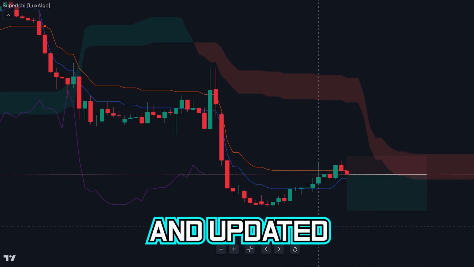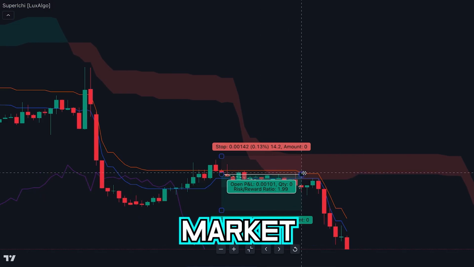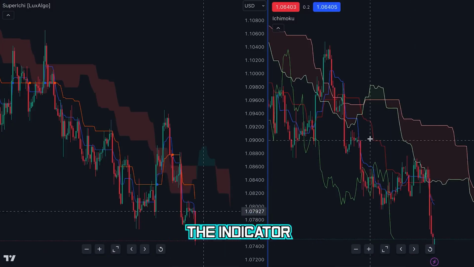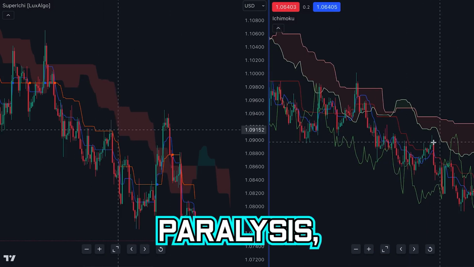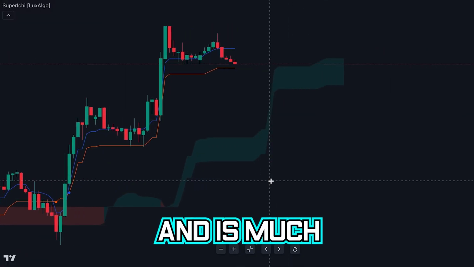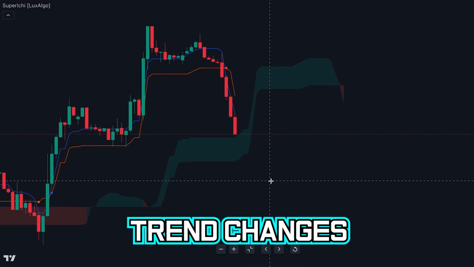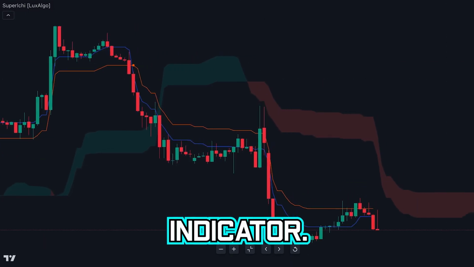This new and updated version of the Ichimoku indicator makes it easier to understand the current market sentiment, whereas the older version of the indicator was very confusing, and that confusion can sometimes cause trading paralysis, causing you to miss out on extremely profitable trades. This version is far cleaner and is much faster at detecting trend changes and holding trends longer, as it is also based on the super trend indicator.